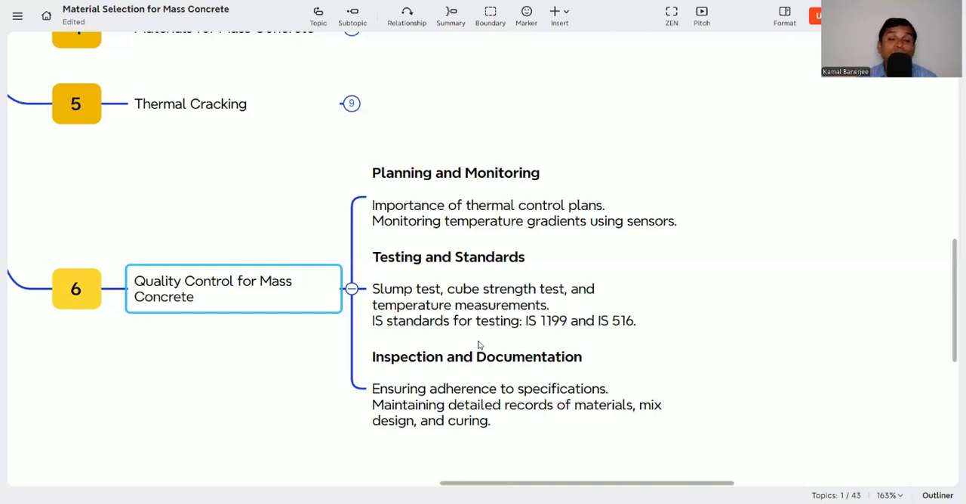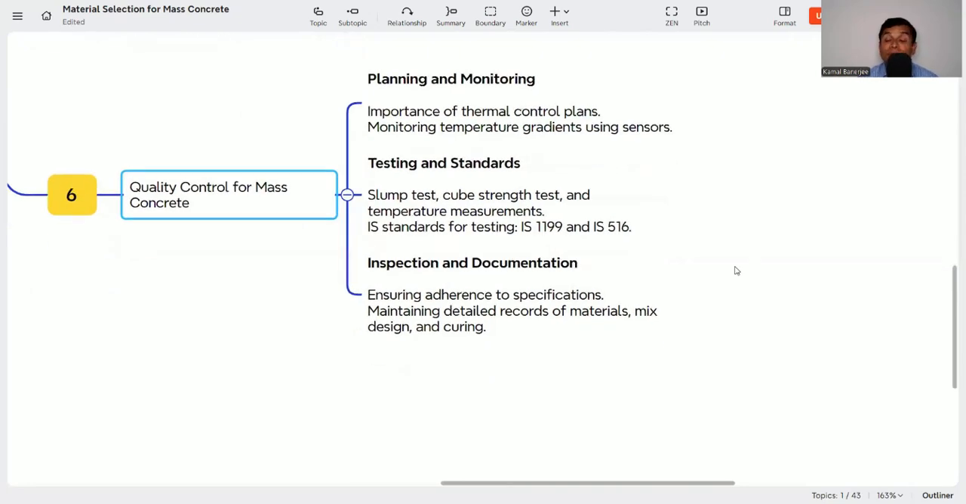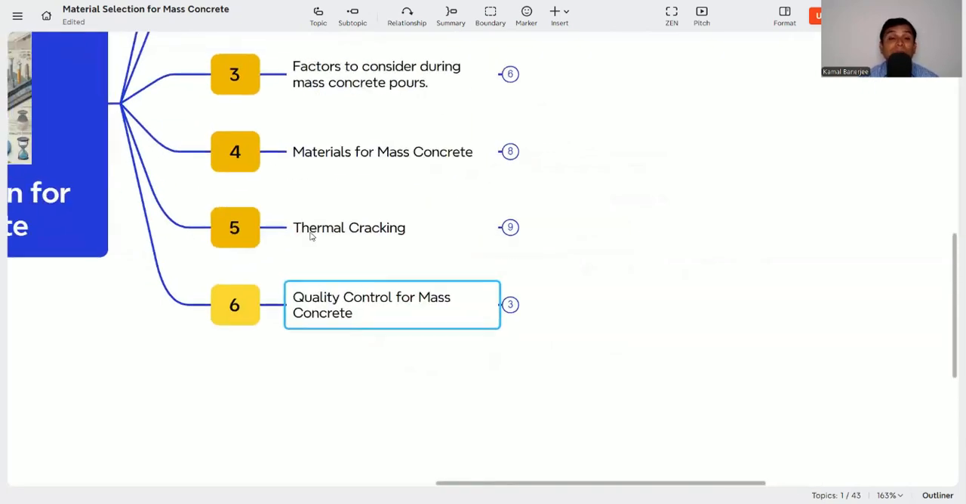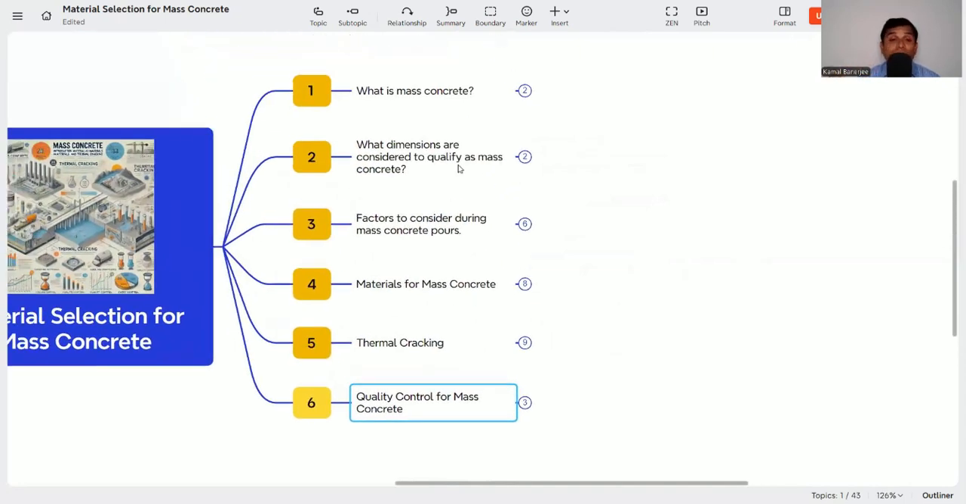And slump test and cube test, that is all as per the requirement. And inspection and documentation, ensuring adherence to specification, maintaining detailed records and everything. But you need to monitor all the time what the temperature is, and accordingly you need to supply the cold water to reduce the concrete core temperature. So in short, we covered the material selection of concrete: what is mass concrete, what dimensions are considered to qualify as mass concrete, factors to consider during mass concrete pours, materials for mass concrete, thermal cracking and quality control.